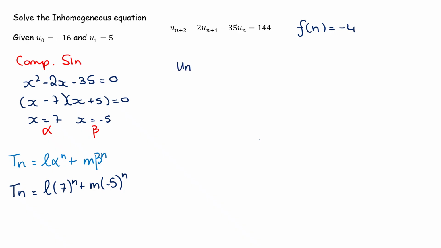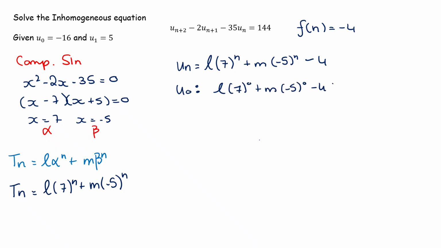So when we come along and get our final solution, L times 7 to the power of n plus M times minus 5 to the power of n plus the particular solution, which is a negative 4. So let's do our U0. L times 7 to the power of 0 plus M times minus 5 to the power of 0 minus 4 equals 16. Remember, anything to the power of 0 is 1, so we get L plus M equals 20, and that's equation 1.